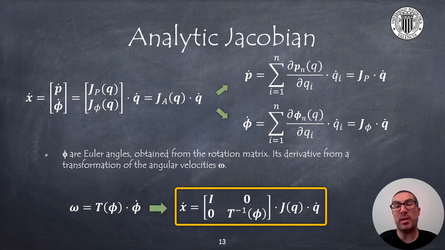The analytic Jacobian is the matrix that relates joint velocities with linear velocities and Euler angle velocities of the end effector. This type of Jacobian matrix can be used, for example, when the variables to control are expressed as Euler angles. Actually, the analytic Jacobian is computed from the geometric Jacobian that we have seen before, because there's a relation between the velocity of Euler angles and angular velocities, expressed by the matrix T. The highlighted expression is used to compute linear velocities and Euler angle velocities from joint velocities, using the geometric Jacobian and the inverse of the matrix T.